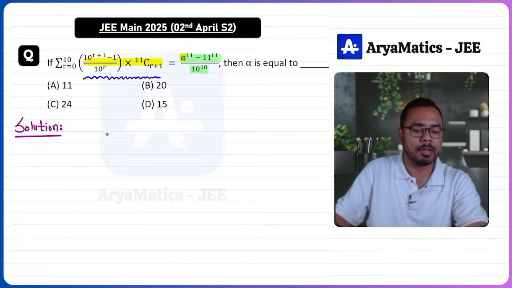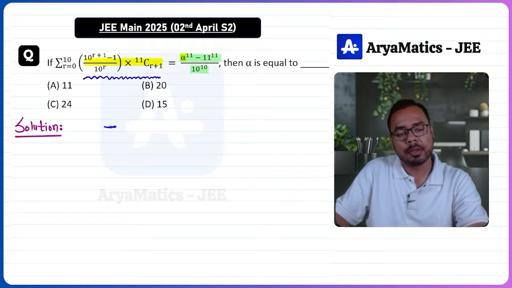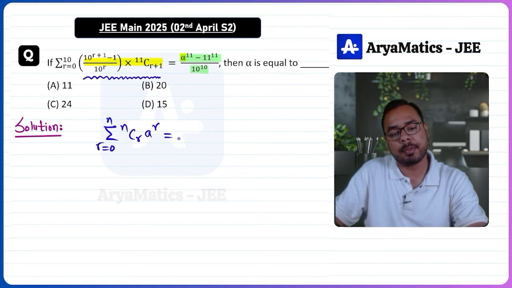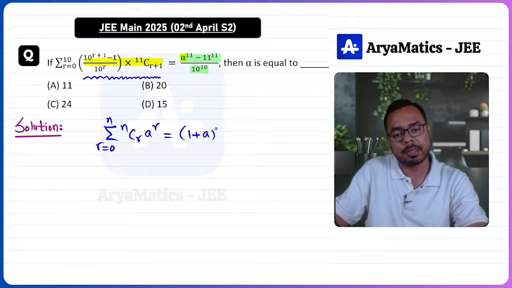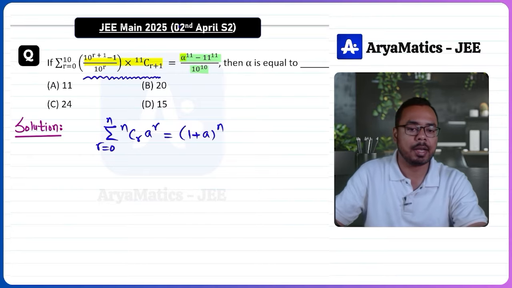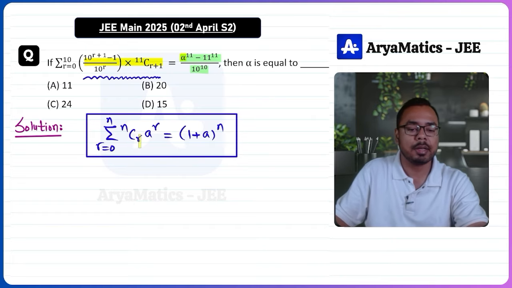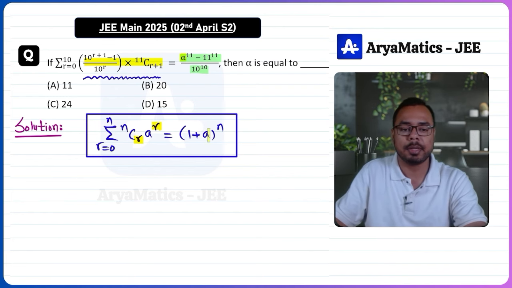Now, before we attempt this problem, there is one important formula that we should know. The formula is basically that if I have sigma NCR multiplied by a raised to r, r from 0 to n, this is nothing but the binomial expansion of 1 plus a raised to n. I mean, clearly you can see that if you take r as 0, then you will get 1, which is the first term. If you take r as 1, then you will get NC1 a, right? The left hand side will be 1 plus NC1 a, NC2 a square, NC3 a cube, and so on, up to NCn a raised to n. So that is the binomial expansion of 1 plus a raised to n.